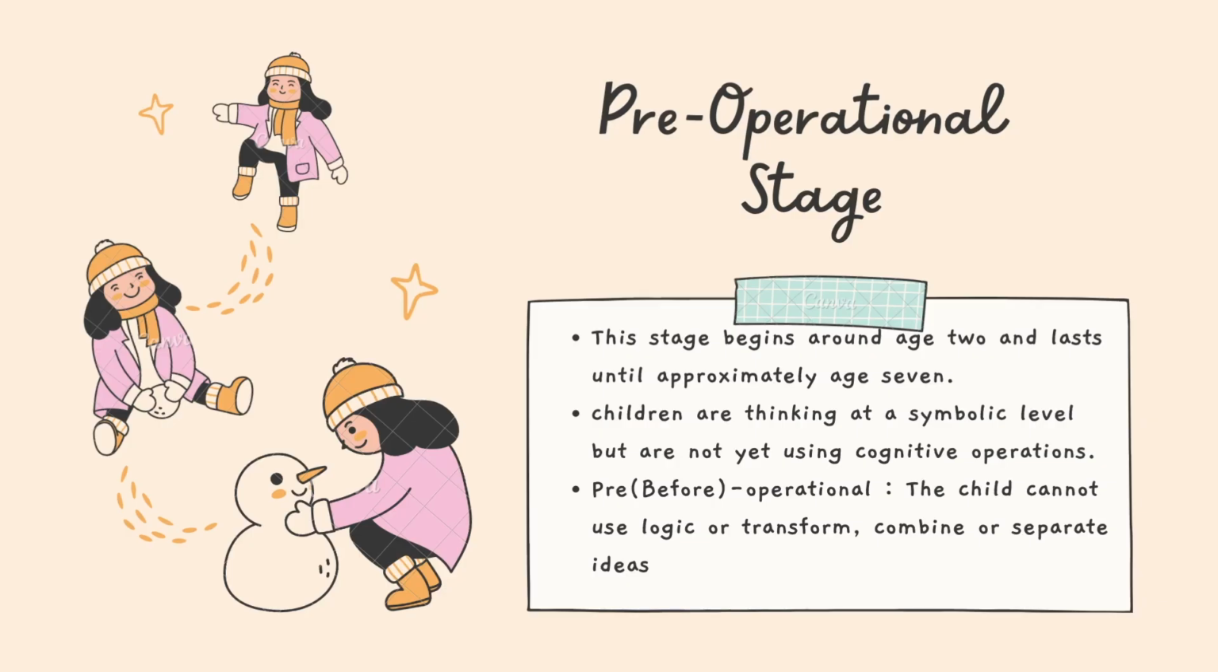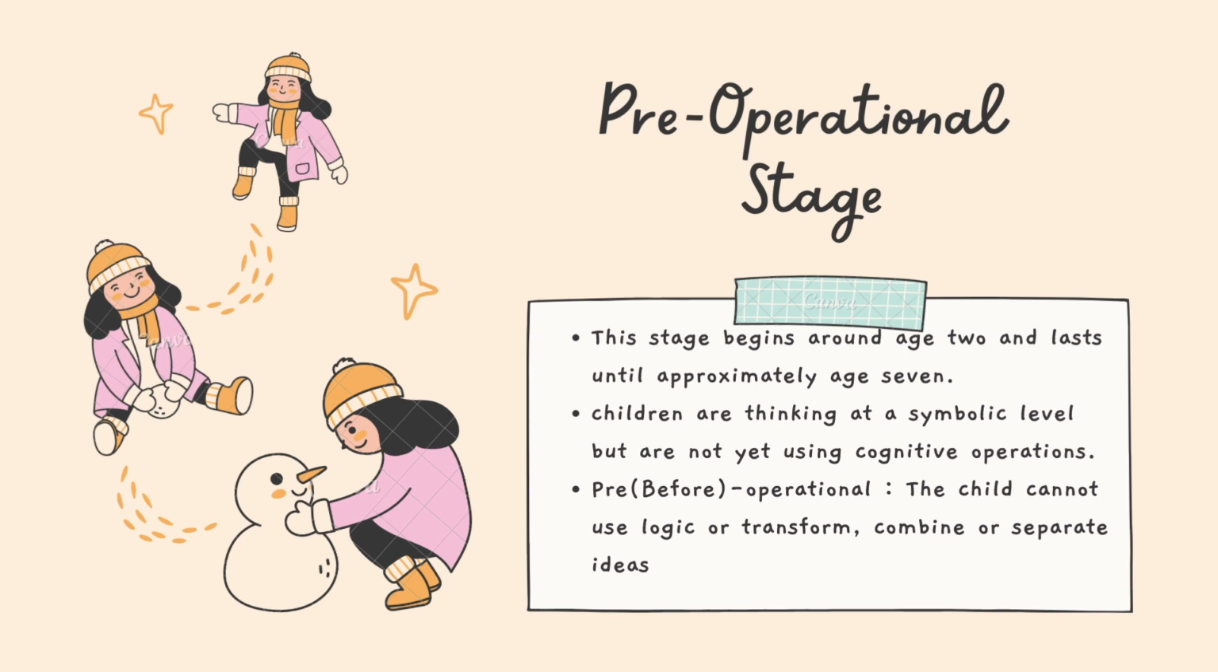For the pre-operational stage, this stage is the second stage in Piaget's theory of cognitive development. This stage begins at 2 years old and lasts until approximately the age of 7. During this period, children are thinking at a symbolic level but are not yet using cognitive operations.